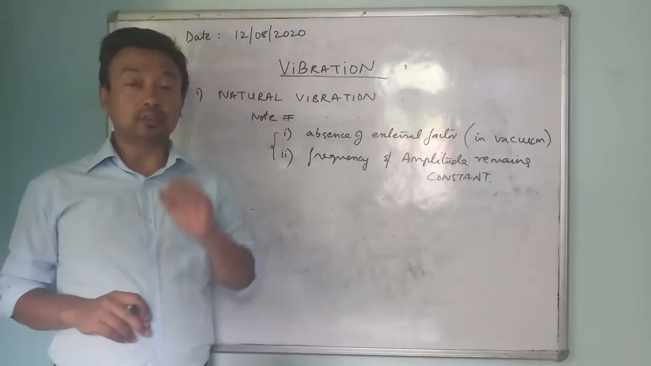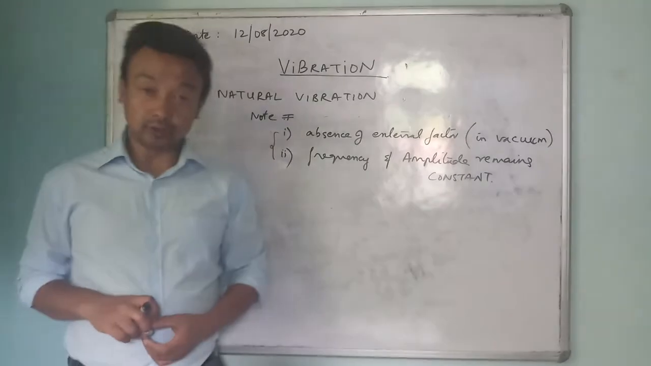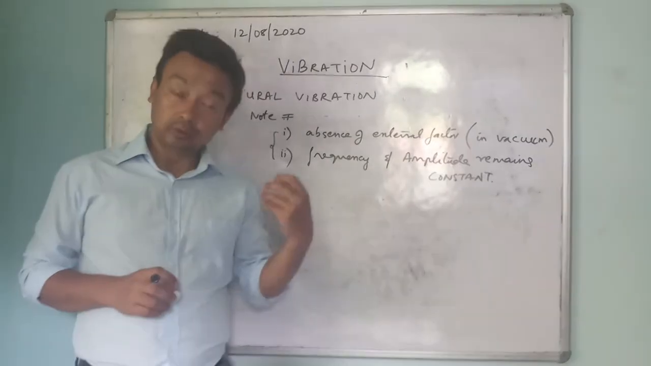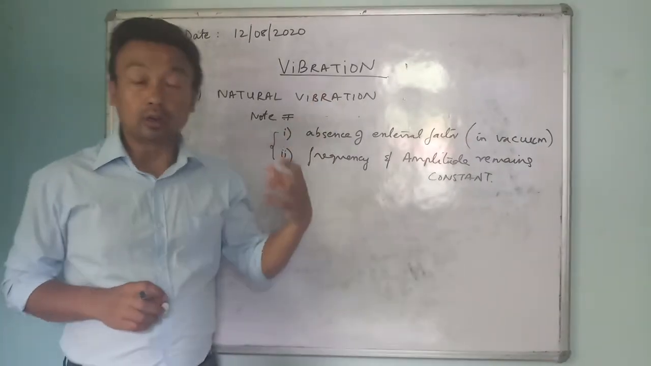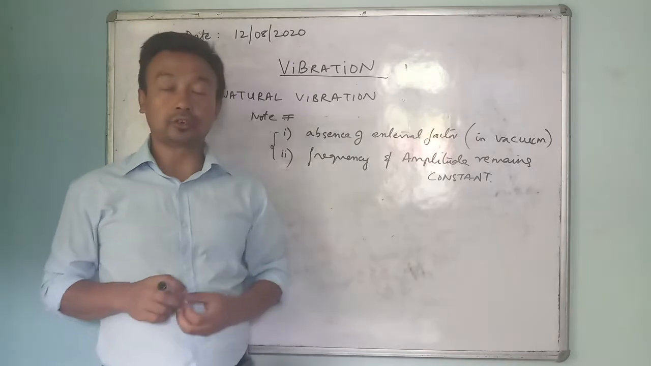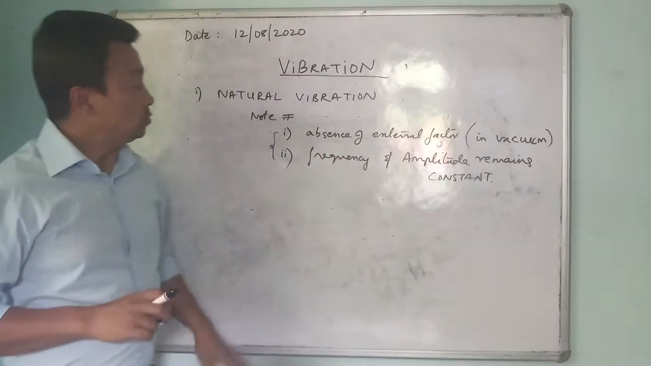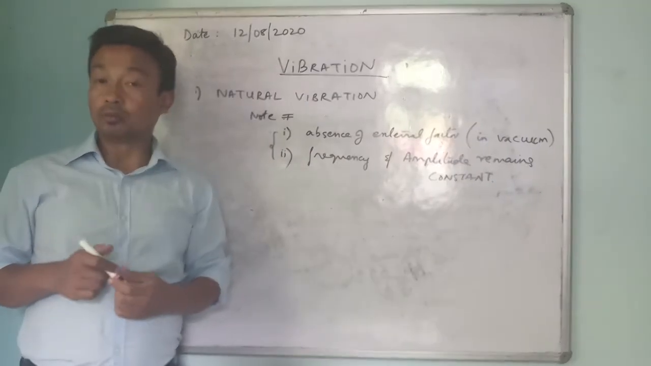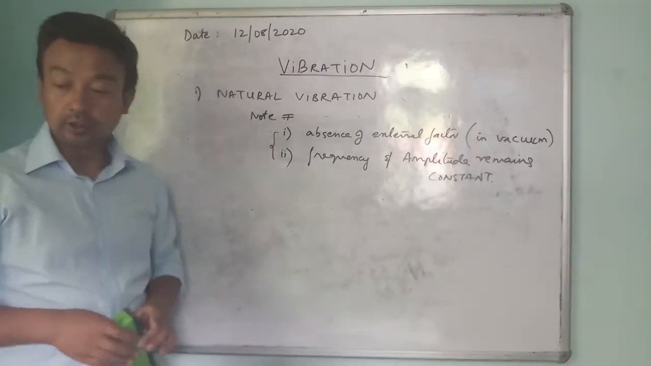In practice, it is very difficult to realize natural vibrations because we have to create a vacuum in order to have the natural vibration, or in the presence of any medium there will obviously be some external force or external factor. Now this natural vibration can also be represented in the form of a graph known as the displacement time graph, and that is very important. So let us see that.